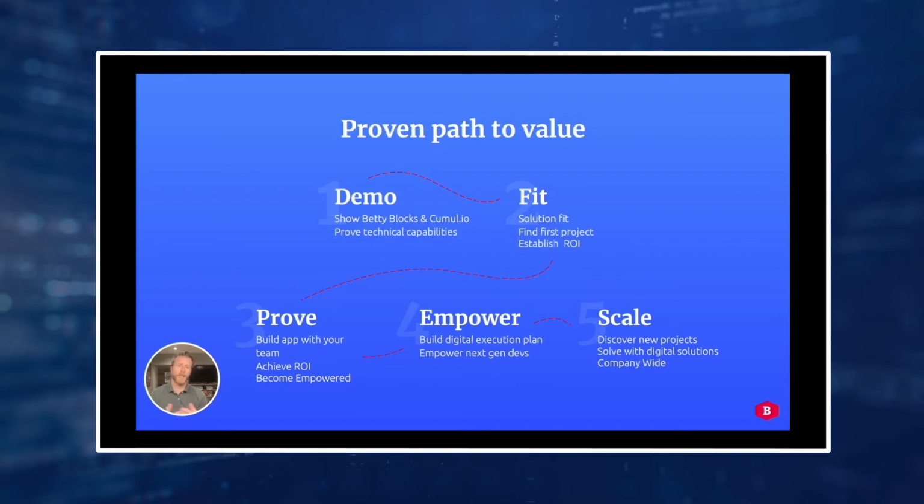Again, helping them become empowered will help them achieve internal virality. We can then build a digital execution plan that empowers the next generation of citizen developers within an organization, which allows for scale to occur, helping our customers discover new projects and solve them with digital solutions company-wide.